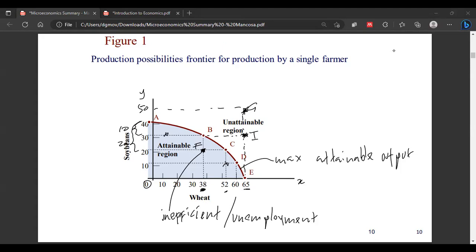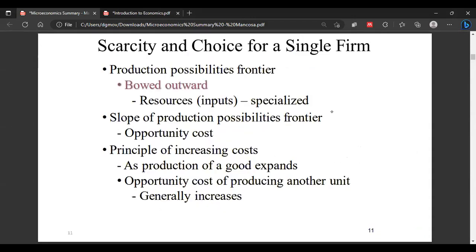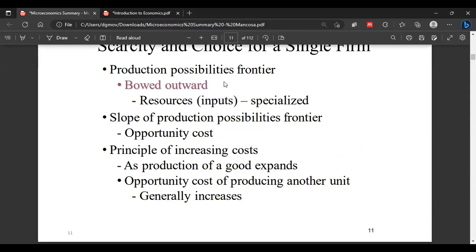If our PPC was a straight line at 45 degrees, a straight line with equal angles, it simply means there is no opportunity cost. I will give you an example just so it's clear. We are saying if ever there was no opportunity cost, right? So it's concave to the origin or bowed outwards because of the specialized inputs.